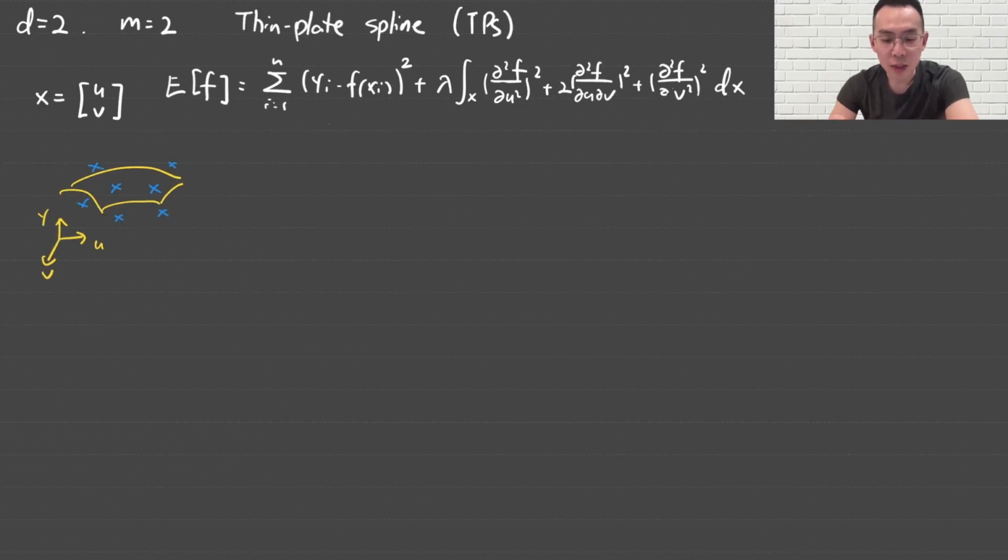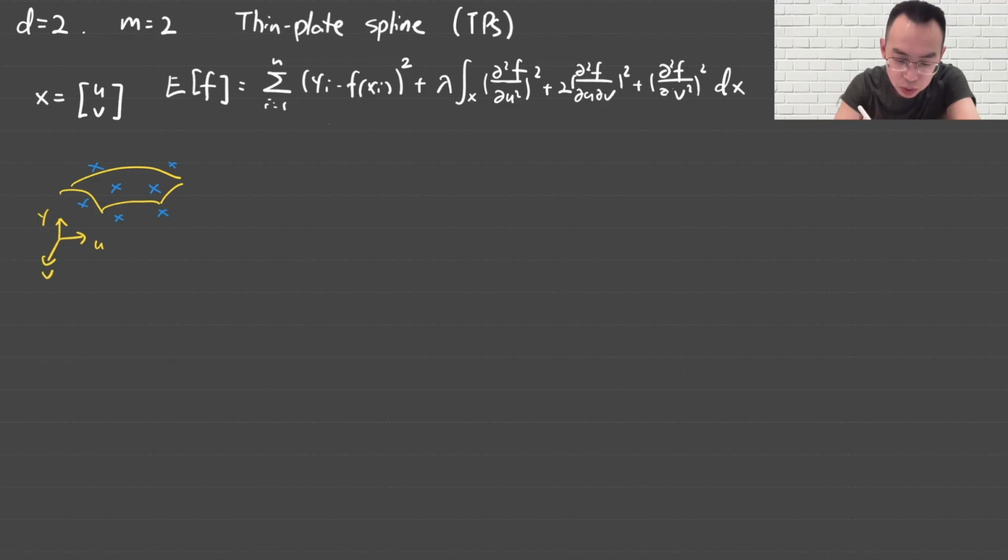Okay, so for the next part of this video, I'm just going to be focused on the thin plate spline. That is the case where the data dimension equals 2, and we are only going to penalize up to the second derivative for this functional. So this is what the functional E of f looks like. And remember, x is two-dimensional, so it has two components, u and v.